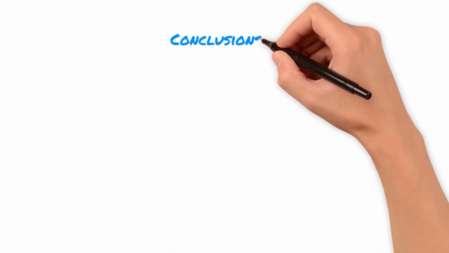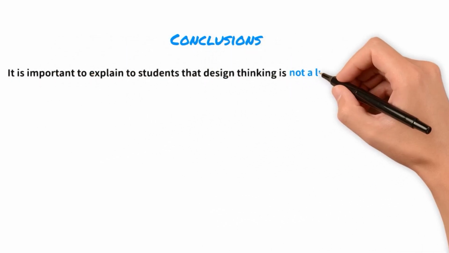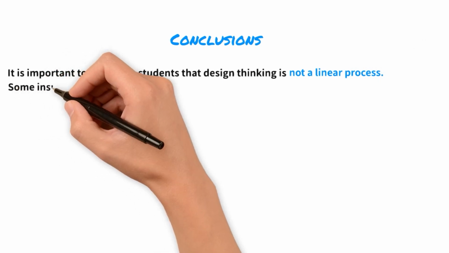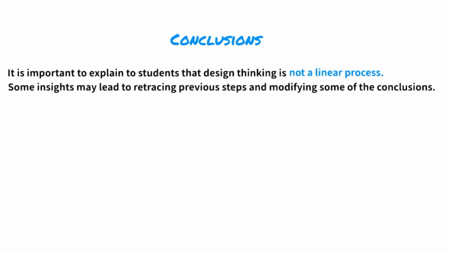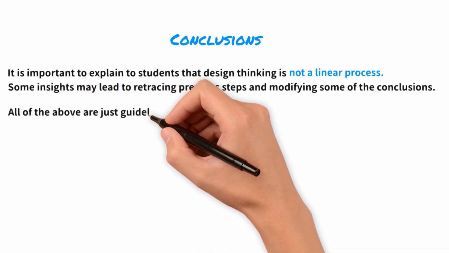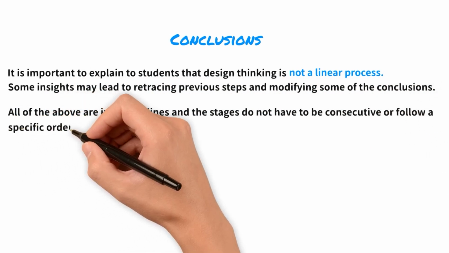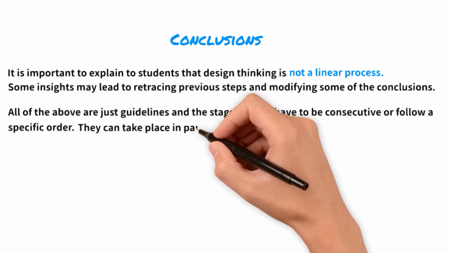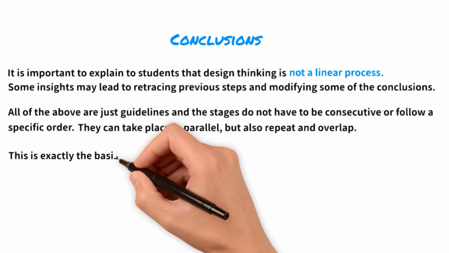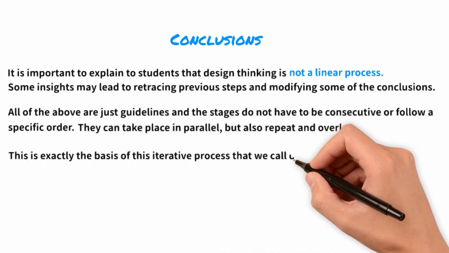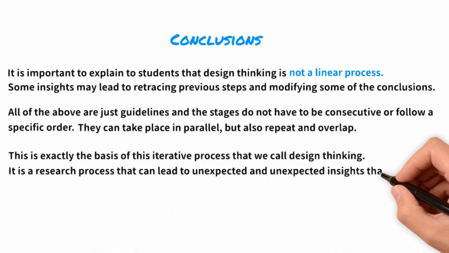Conclusions. It is important to explain to students that design thinking is not a linear process. Some insights may lead to retracing previous steps and modifying some of the conclusions. All of the above are just guidelines, and the stages do not have to be consecutive or follow a specific order. They can take place in parallel, but also repeat and overlap. This is exactly the basis of this iterative process that we call design thinking, that can lead to expected and unexpected insights that can lead us down a new path.